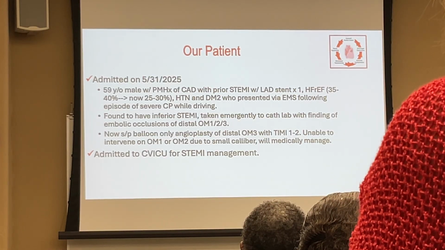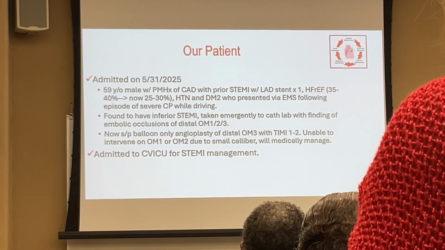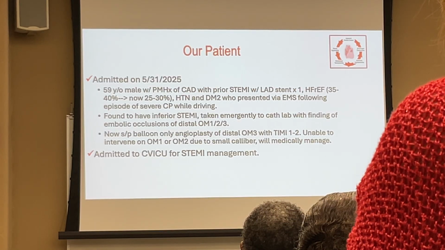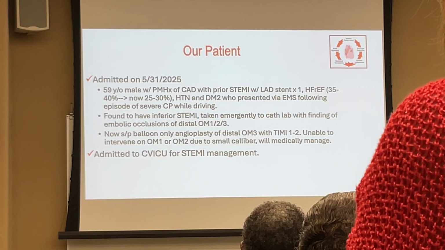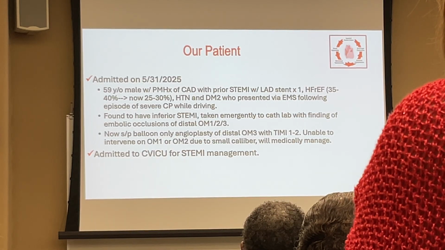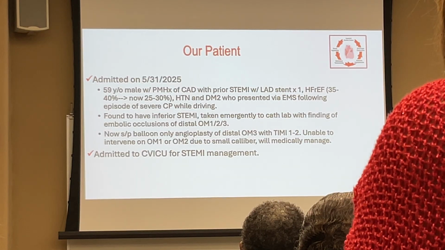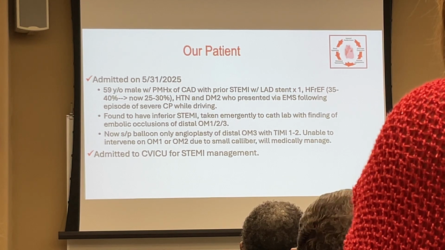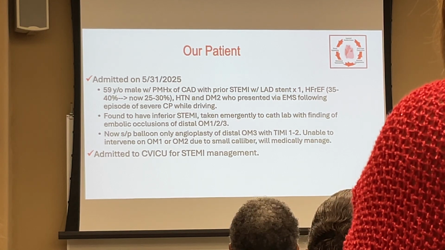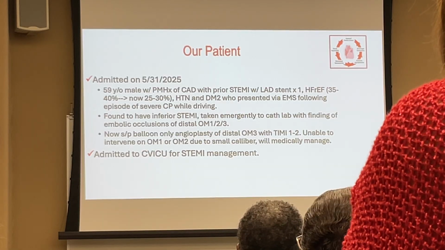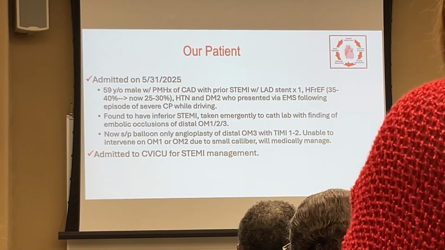His ejection fraction historically was about 35 to 40%, but today, when we evaluate it, it's now 25 to 30%. So pretty significant. He has hypertension and type 2 diabetes. He calls the EMS because he has severe chest pain while he's driving. He pulls off on 75 and calls the EMS. It's just like the chest pain he's had before. On evaluation, we see that he has an inferior MI, a STEMI, and he goes emergently to the cath lab.